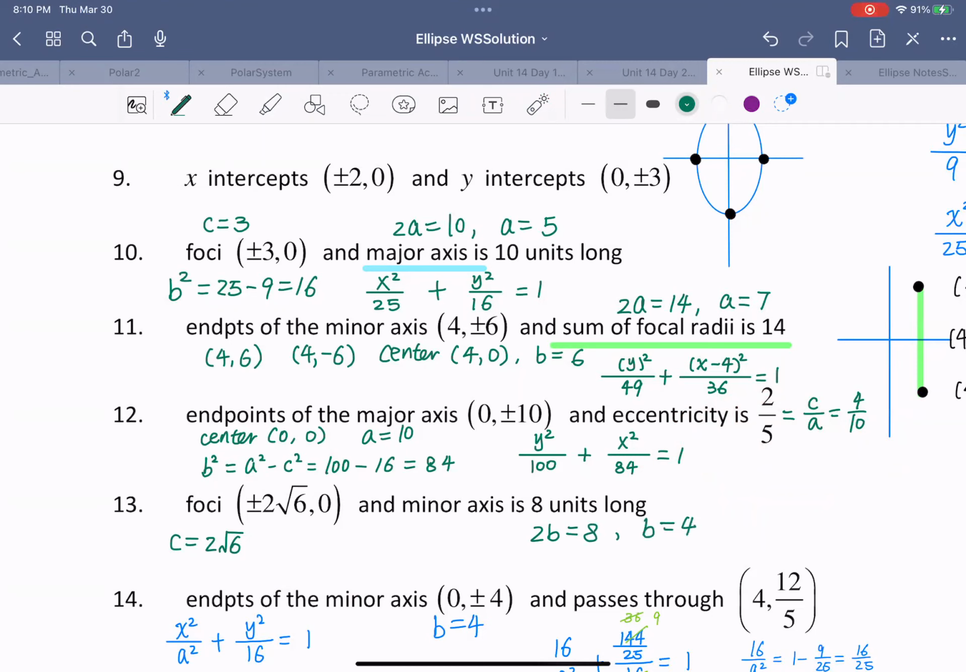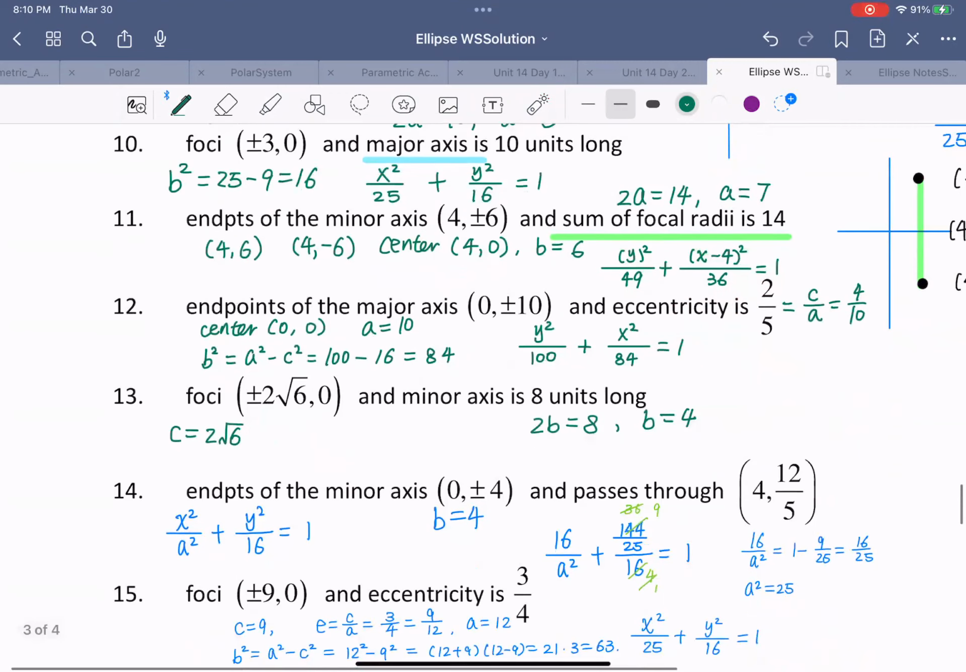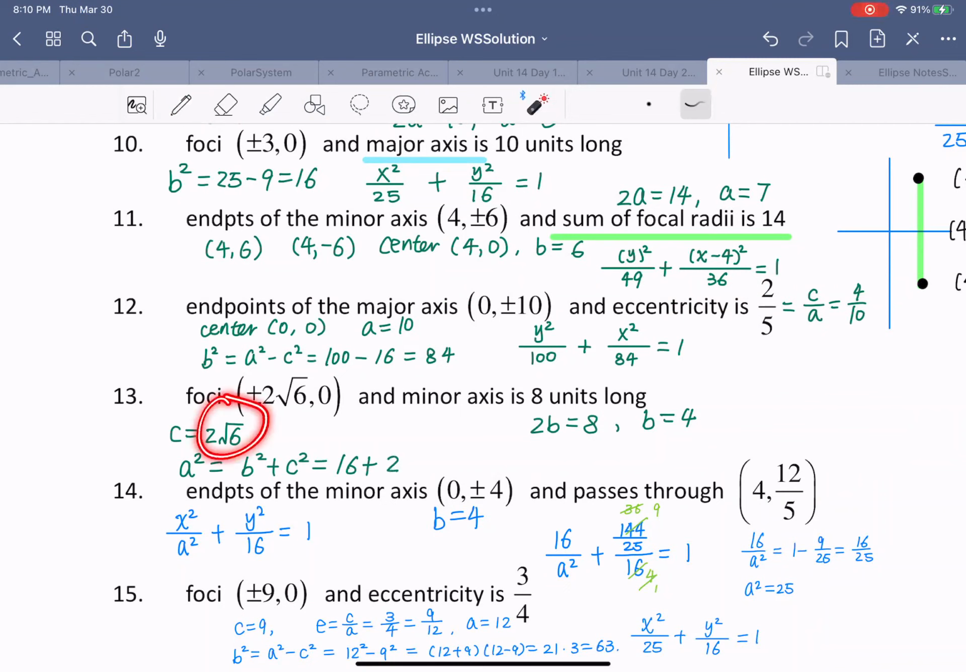Can you get A, please? So A squared equals B squared plus C squared. So A squared equals 16 plus 2 square root 6 squared. This guy squared will be 4 times 6, 24, right? Which makes 40. Now go ahead, get the equation.